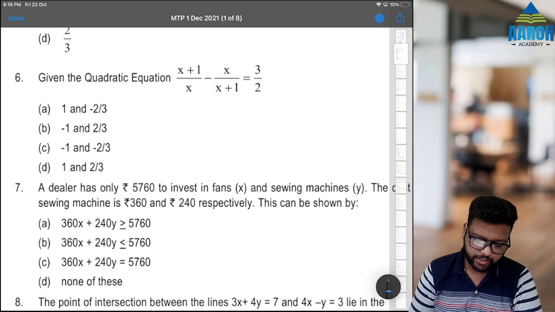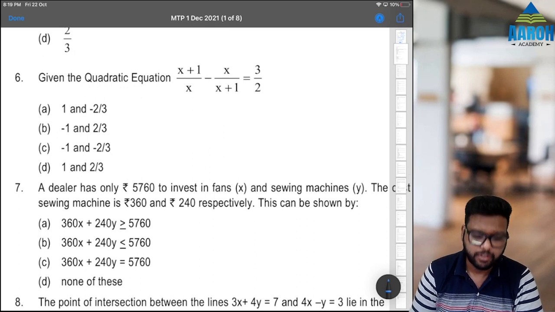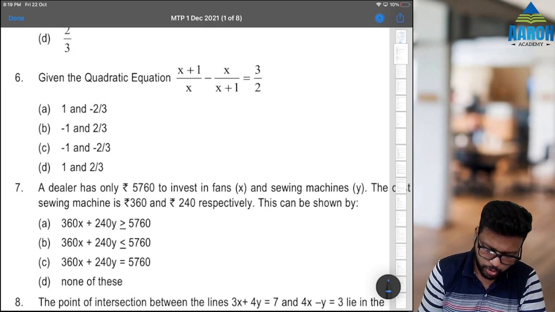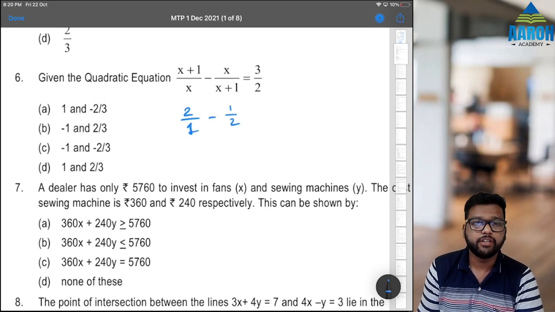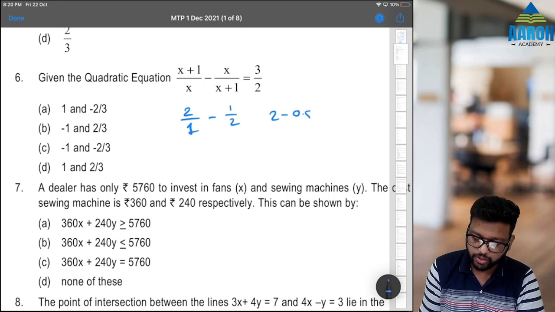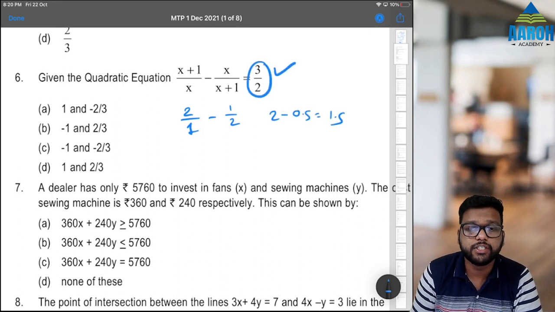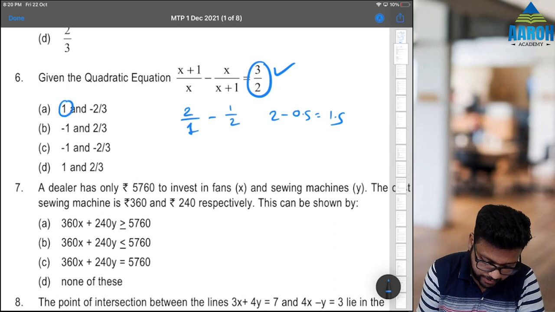Given this quadratic equation, find x. Let's go by options rather than solving. Put 1. 1 plus 1 will be 2 by 1 minus 1 by 2. Okay. That is 2 minus 0.5 is equal to 1.5. So that is correct. This is 1.5, 3 by 2. So 1 is the correct answer.